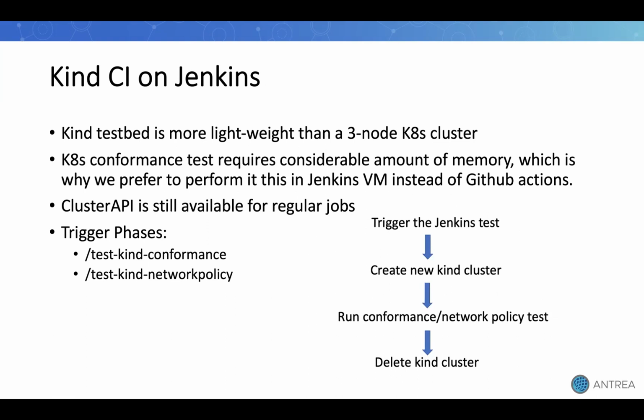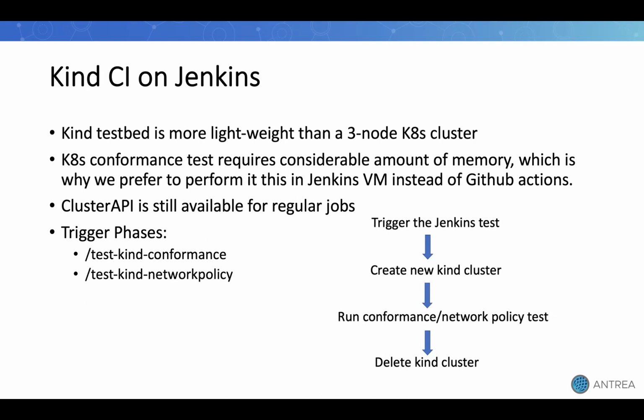So we have added a set of kind testbed as a Jenkins node, and kind testbed is more lightweight than the three Kubernetes cluster. And related to the conformance test here, we are running the kind test in Jenkins VM instead of GitHub Actions. Why? Because the conformance test requires a considerable amount of memory. That's why we prefer Jenkins VM instead of GitHub Actions.